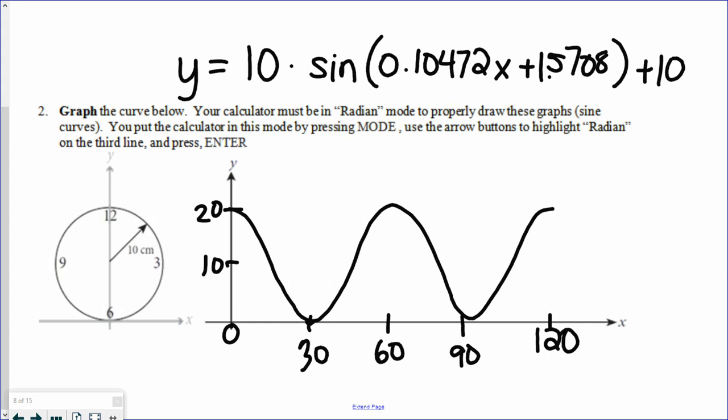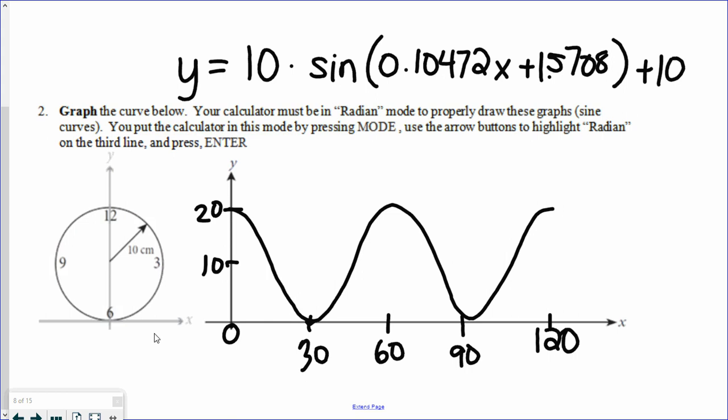I'm off by a little bit, but the curved line would repeat. So it'll look something like that. So the next question, I believe, says, determine the maximum and minimums of the graph using your calculator.